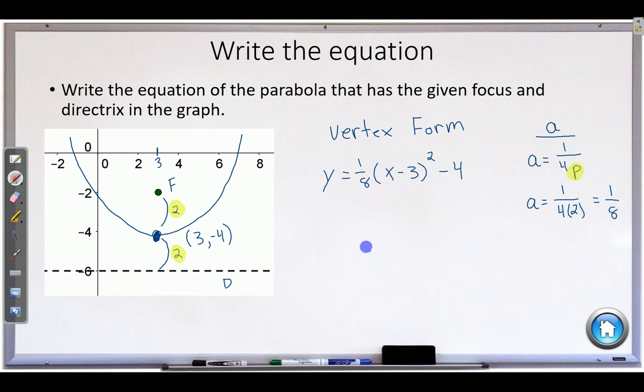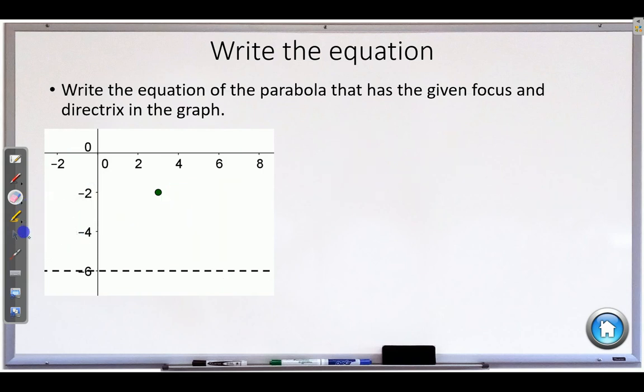And I would recommend, just common sense, our parabola is going up to make the focus be in the middle, and so that 1/8 needs to be positive. And so we're going to leave it positive. If the parabola was going down, then that 1/8 would need to be negative. So you can see that's much easier than using the distance formula, and there we have it. All right, so that is how you can find the equation using a focus and directrix.